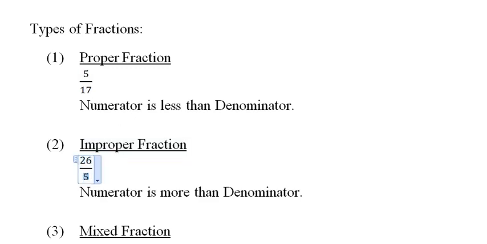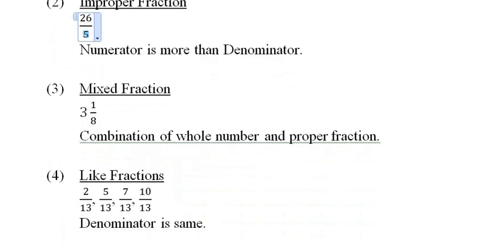Now the mixed fraction. A mixed fraction is actually the combination of a whole number, you can see 3 is a whole number, and a proper fraction. You can see this second section, 1 by 8, is a proper fraction in which the numerator is less than the denominator. So a mixed fraction is a combination of a whole number as well as a proper fraction.